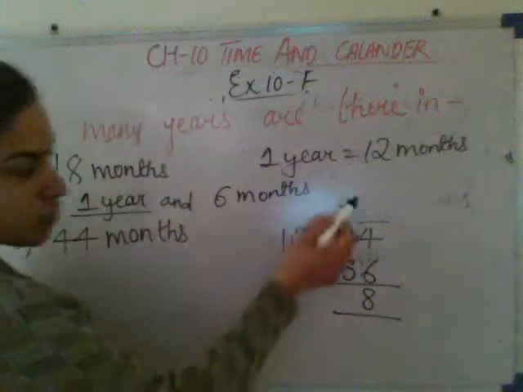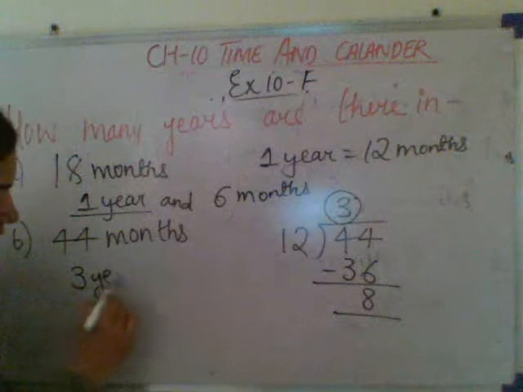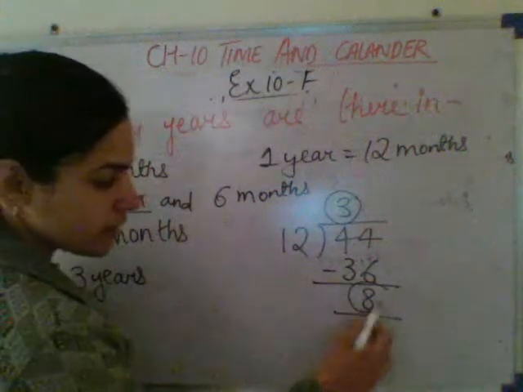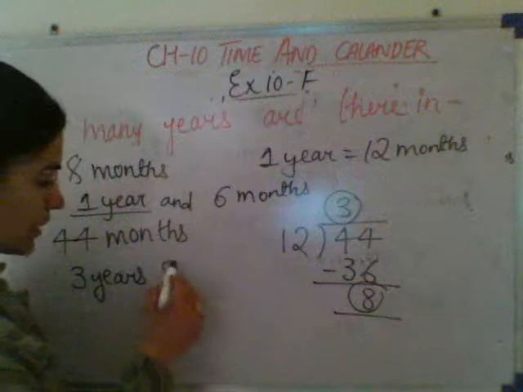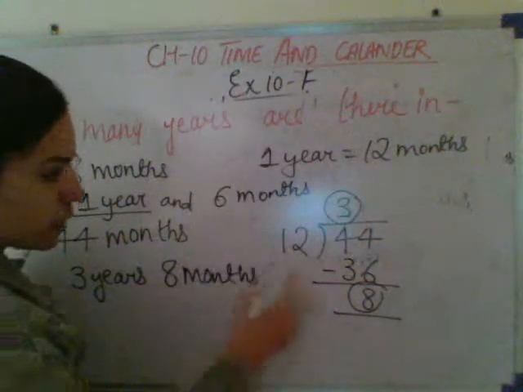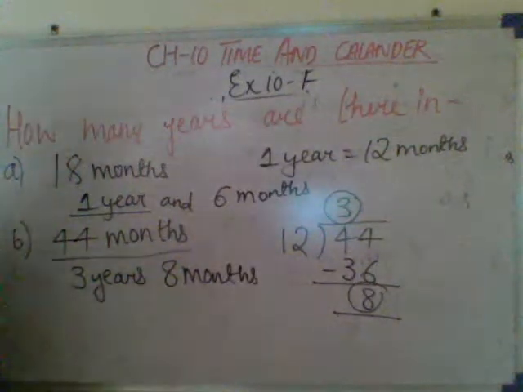So the quotient is 3, so 3 years. And what is the remainder here? The remainder here is 8. So 3 years and 8 months. 3 years and 8 months are there in 44 months.